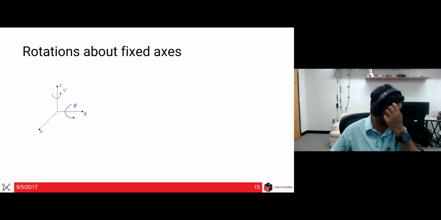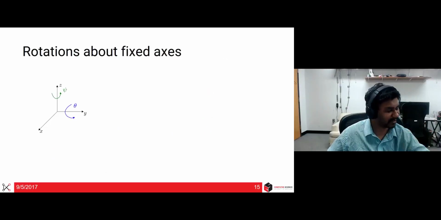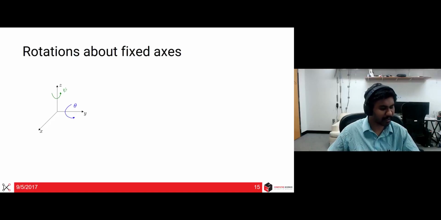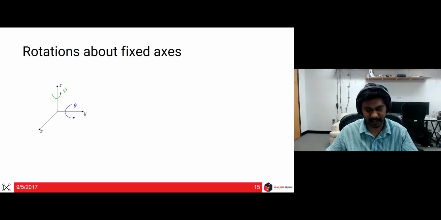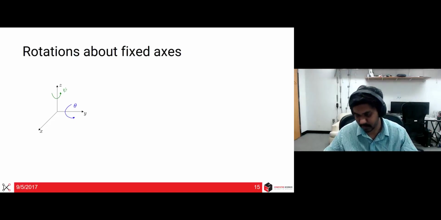Okay, now let's talk about rotations about a fixed axis. Why is this important? Imagine you have some fixed frame of reference, which we generally call the world frame of reference or inertial frame of reference. That's the thing which is followed in aerial robotics or quadrotor literature.